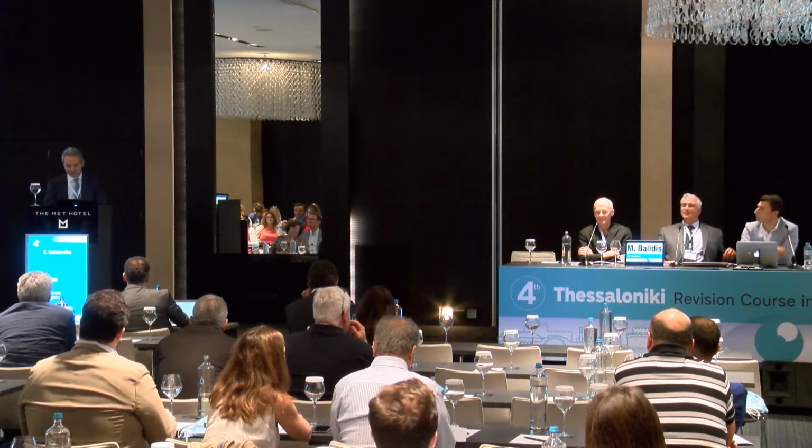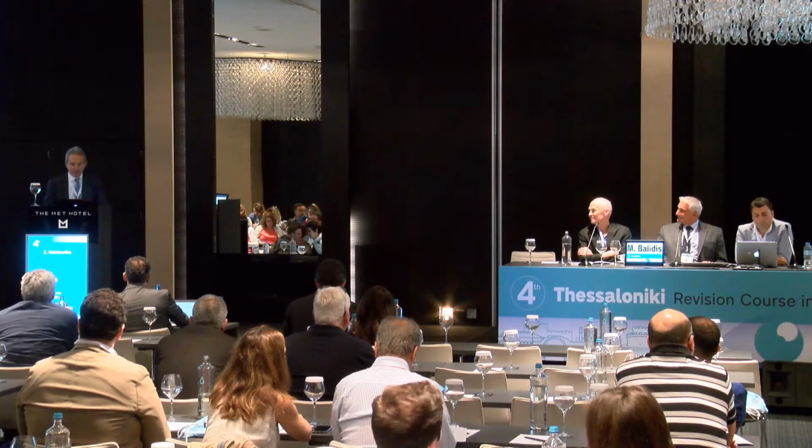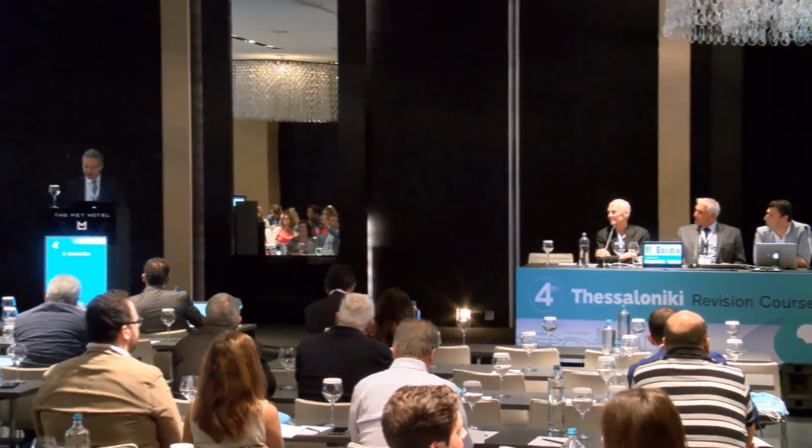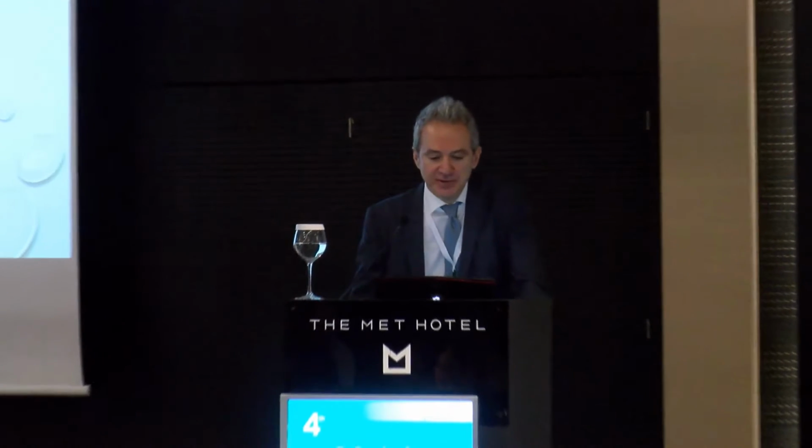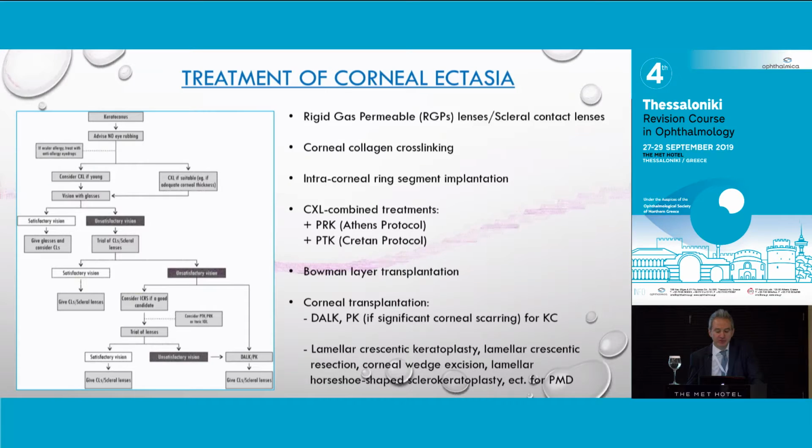So I will finish off with a suggested algorithm for approaching corneal ectasia treatment. First step would be to try rigid contact lenses, scleral contact lenses. There are certain patients who are not happy with that. So the next step would be, in patients with stable keratoconus or corneal ectasia, to improve visual acuity.